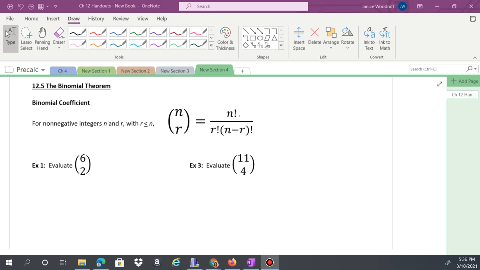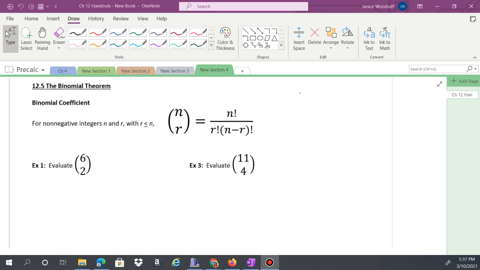So n with the exclamation point, do you guys remember what that means? Anybody? Factorial. Okay, so that is n factorial over r factorial times (n minus r) factorial. And factorial means, does that word ring a bell or still no?